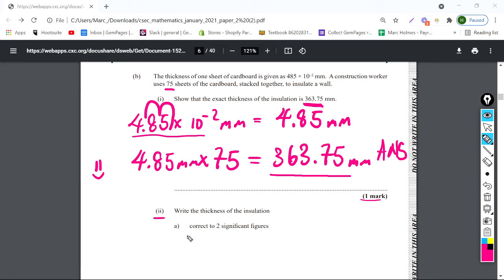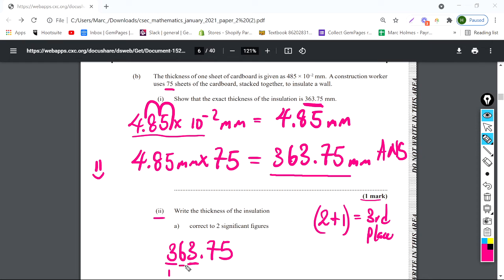The next part says, write the thickness of the insulation correct to 2 significant figures. So guys, this is it, 363.75. If we want something in 2 significant figures, we need to look at the 2 plus 1th place, so the 3rd place, which is the 3. This 3 is the 1st place, 2nd, 3rd, 4th, and 5th. We look at this 3rd place, the 3, and say, is it greater than or equal to 5? No, it's not. So we're not going to add a 1 to this 6. We're going to add a 0.